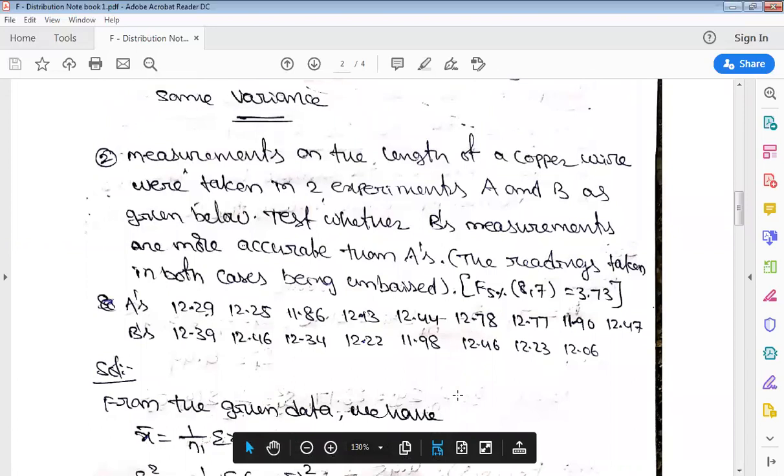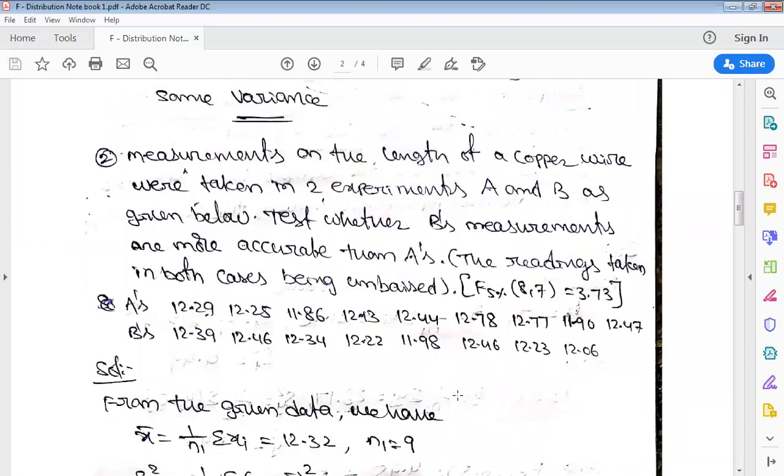12.29, 12.25, 11.86, 12.13, 12.44, 12.78, 12.77, 11.90, and 12.47. The observations from B's experiment are 12.39, 12.46, 12.34, 12.22, 11.98, 12.46, 12.23, and 12.06.